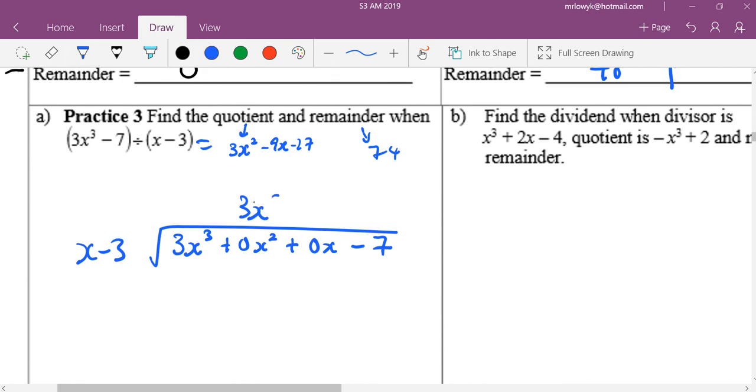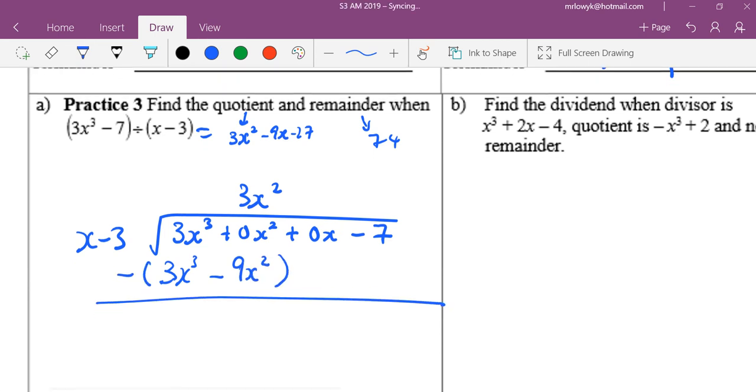All of you agree with Matthew? Yes. So 3x squared times x, I will get 3x cubed. 3x squared times minus 3 is what? Minus 9x squared.